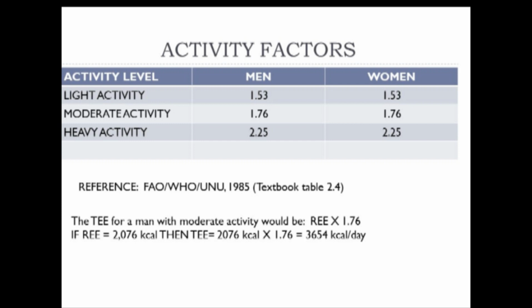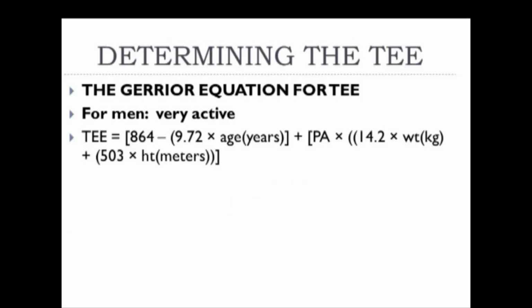So in order to get the total energy level, if we're using, for example, a moderate activity, you would take the REE, which we just determined, times the activity level of moderate activity, 1.76, and that gives us 3,654 calories. This is the total energy expenditure of the individual. So the amount of energy required for consumption in order to maintain a stable weight.